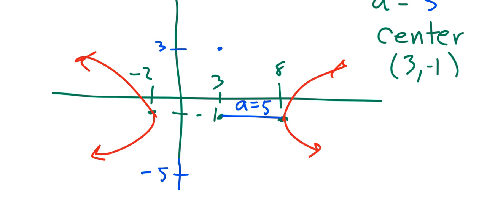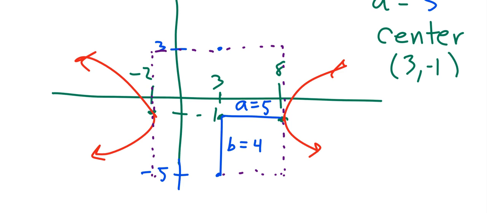So what's the value of b? b is 4. Now I know in my poorly drawn scale that 4 and 5 look equal to each other, but they're not. Sorry, I did a bad job of drawing. And we have our imaginary box.